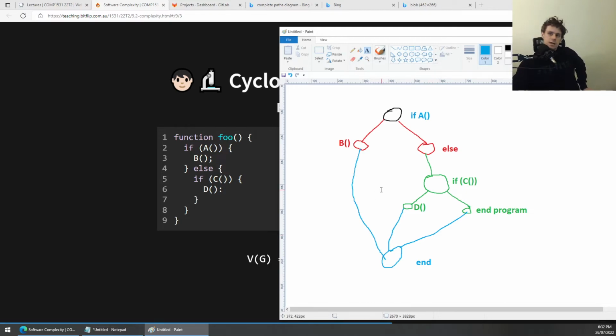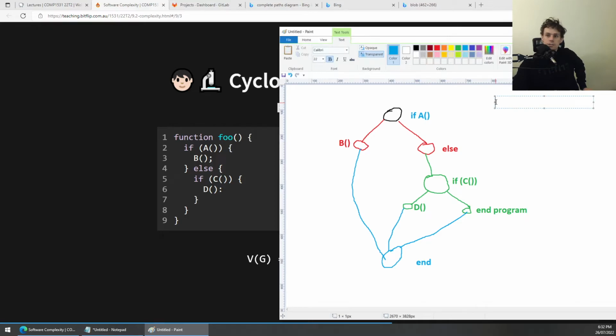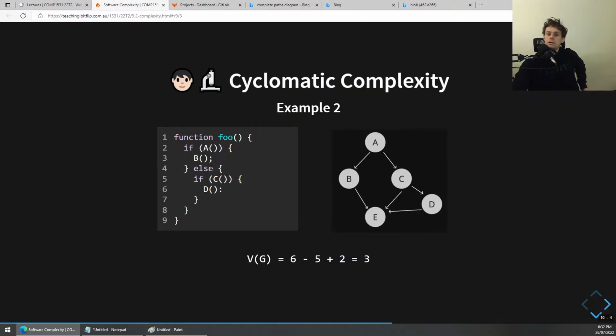And let's count these up. How many edges do we have? 1, 2, 3, 4, 5, 6, 7, 8. We got 8 edges. How many nodes? 1, 2, 3, 4, 5, 6, 7 nodes, plus 2, is equal to 3. What's the answer? 3. However, you'll have a look here on the slides.